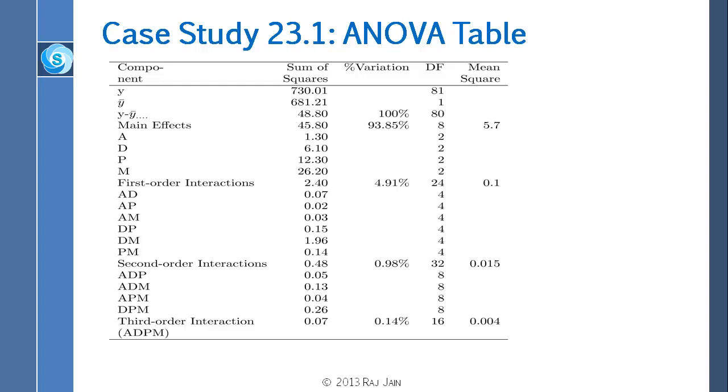It turns out the main effects explain 94% of the variation. The first order interactions explain another 5%. Second order interaction effects only 1%, and the third order interaction is very little. So for all practical purposes, you could possibly ignore second and third order interactions. Among the first order interactions, the only thing you really need to worry about is this one, DM. Everything else is very small.